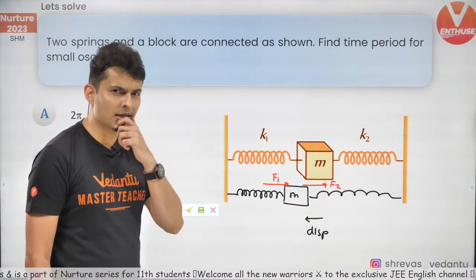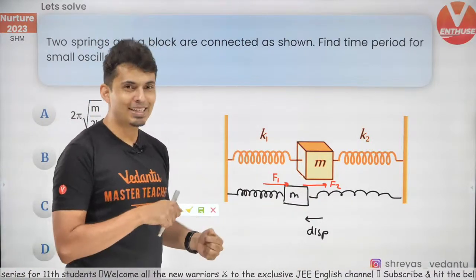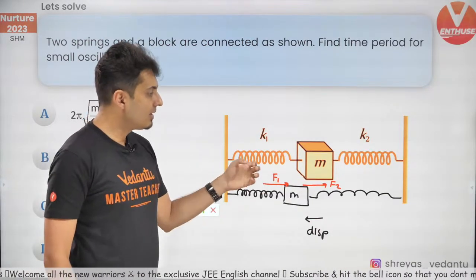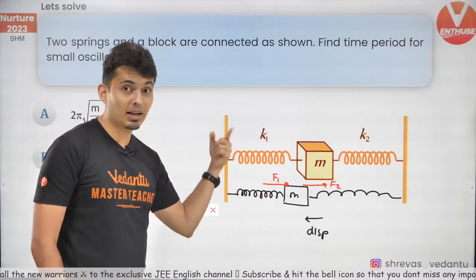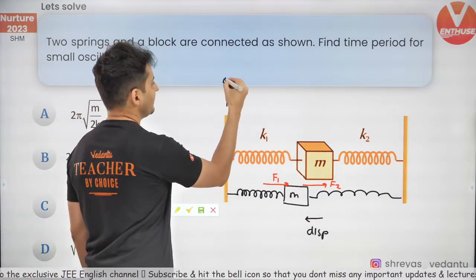Both the forces are in the same direction, not opposite direction. A lot of people think the forces are in the opposite direction, but no, this is compressed on this side, so it pushes there. That is elongated on the other side, so it again pushes it on that side only. Now, look at this system.